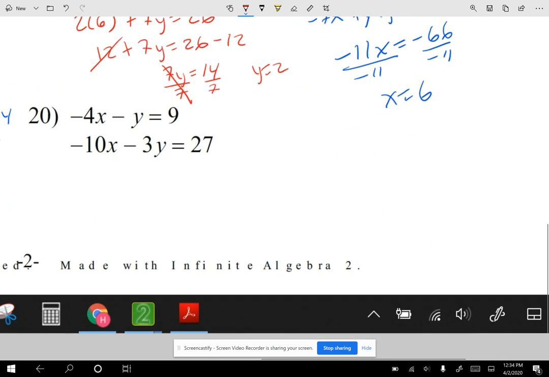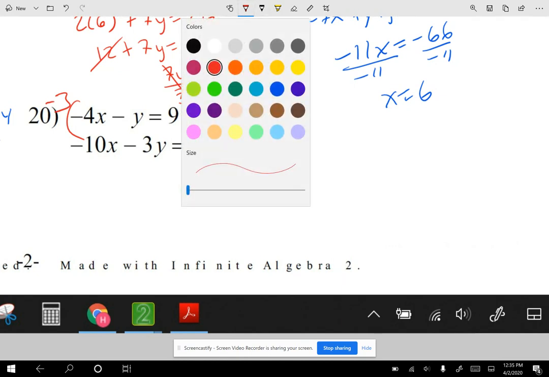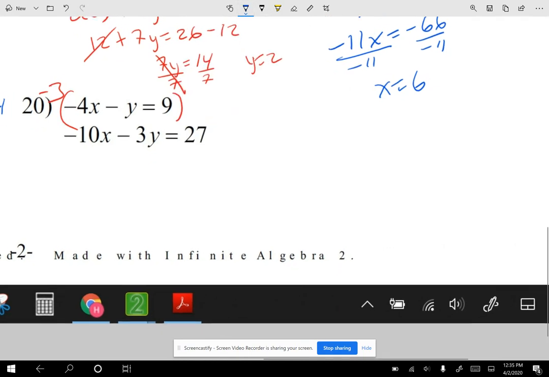All right, let's take a look at number 20. I think we can get rid of y's. Looking at the y's, the first one I'm going to multiply by 3, but that will give me -3y. -3y with -3y won't cancel out. So in this case, let's multiply with -3, because that way it will give me +3y. All right. So first equation, I'm going to multiply everything by -3.